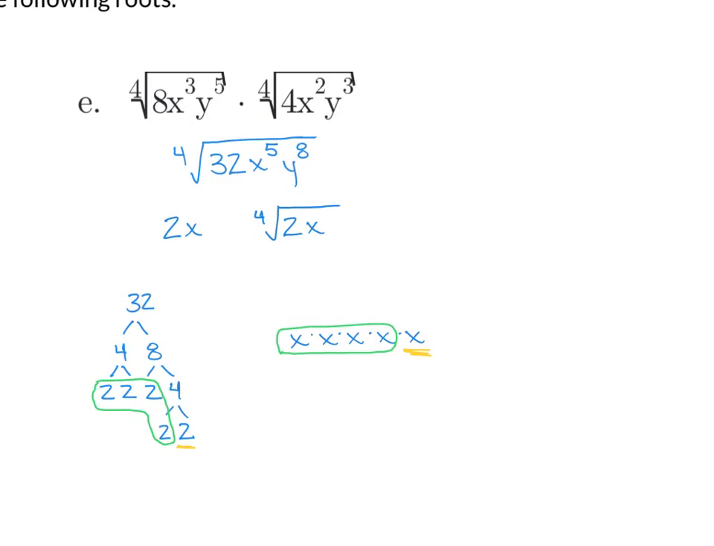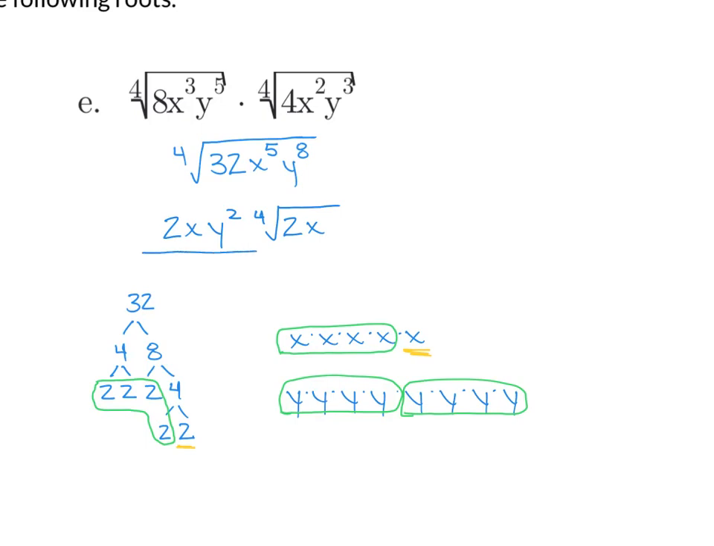So now let's look at our y's. We have 8 y's. We are wanting groups of 4. I can make 2 groups of 4. So that means I can pull out a y squared. Do I have any y's left over? The answer is no. And so this is our final answer.